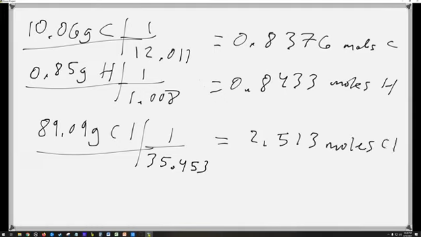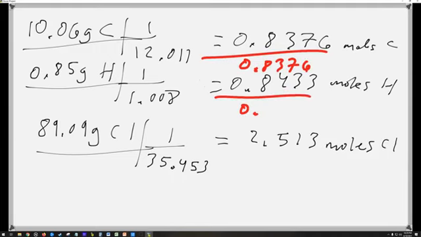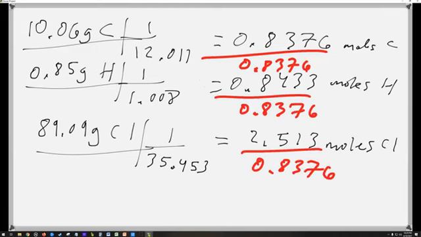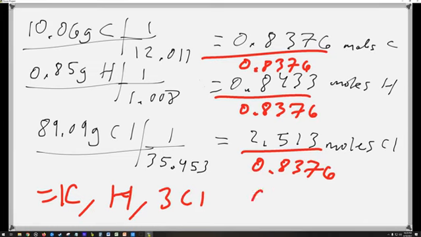All right, so we're going to divide all three of these numbers by the smallest. The smallest is 0.8376. That's going to give me 1 carbon. 0.8433 divided by 0.8376. That's going to be 1 hydrogen. 2.513 divided by 0.8376. That's 3 chlorines. So CHCl3.